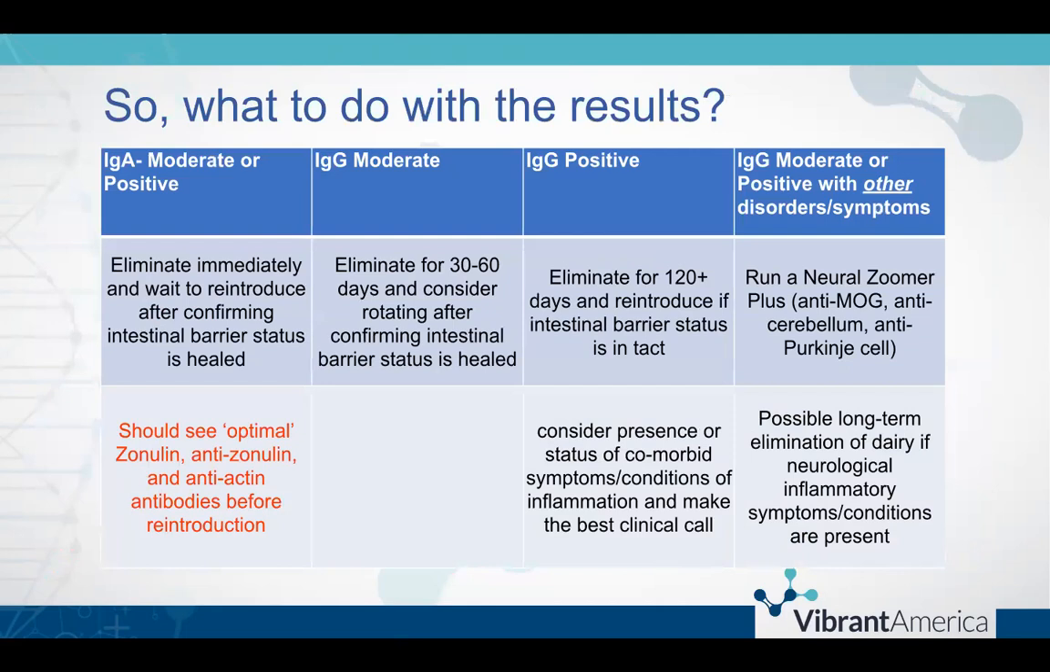And then something else to consider, again, if you have other disorders and symptoms, you'd want to look at things like neural zoomer plus. You might want to look at diabetes as far as testing for patients that maybe haven't yet been diagnosed with that, but maybe are suspected, especially if you're looking at pediatrics. But even into adults, there may be some connections between dairy and pancreatic inflammation.